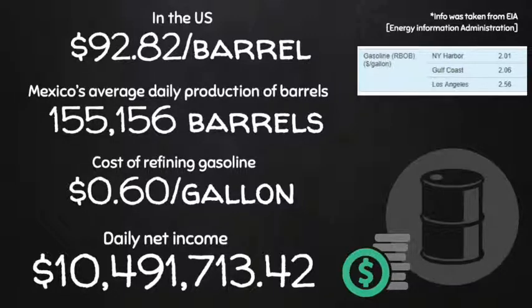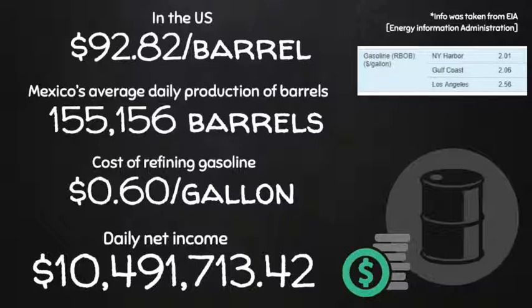By doing an average on the price of each area of the US selling gasoline, it was calculated that each gallon of gasoline is sold at $2.21. Knowing that a barrel is composed of 42 gallons of gasoline, then the income per barrel is around $92.82. Taking as a basis the average daily production of barrels in Mexico during 2018, which is 155,000 barrels, the daily income is around 14 million per day.